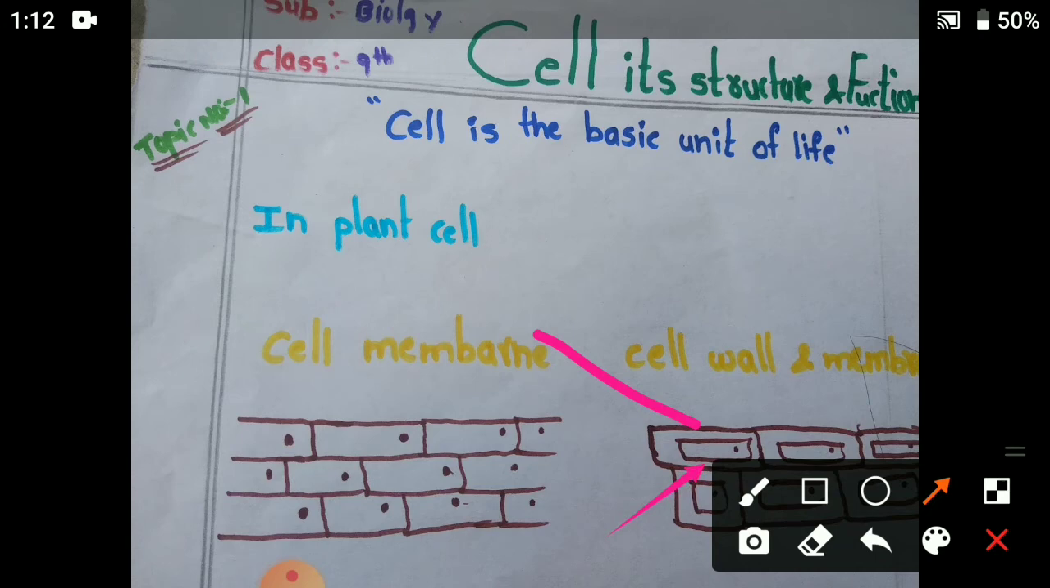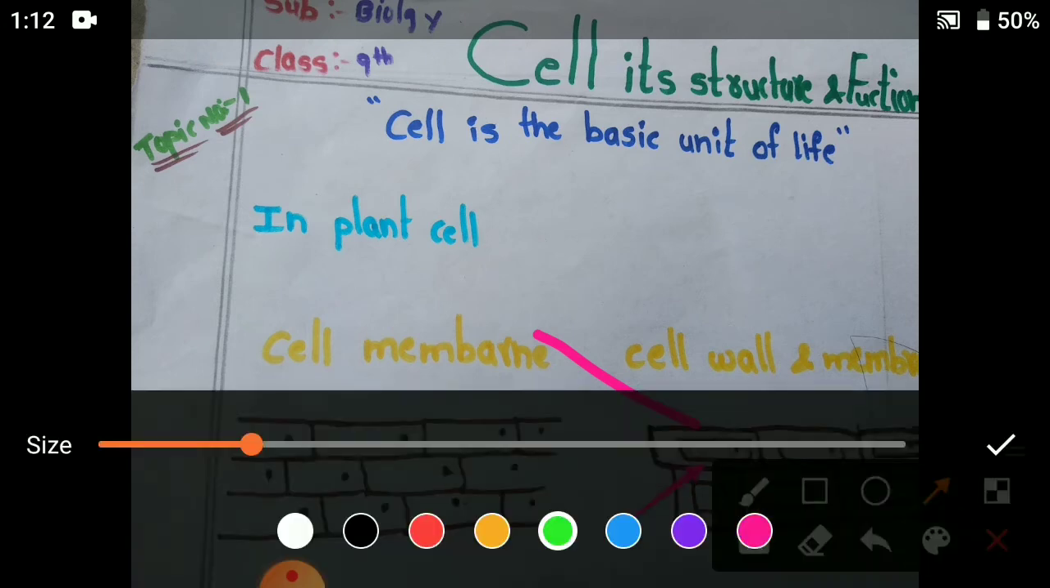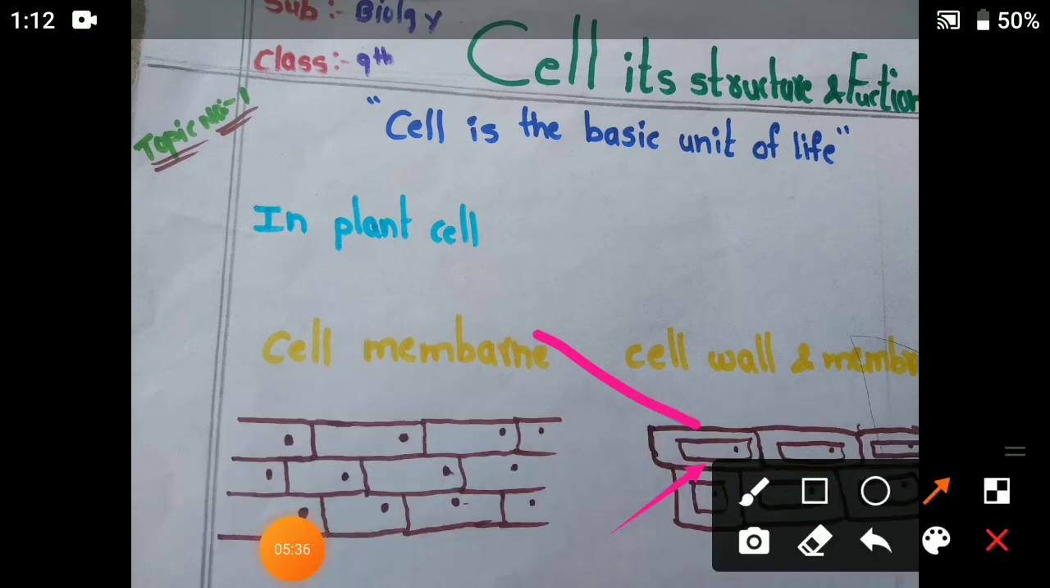Okay, we see the cell membrane. What happened when the salt solution was put on the cell? The plasma membrane separated from the cell wall because it shrank. Understand?